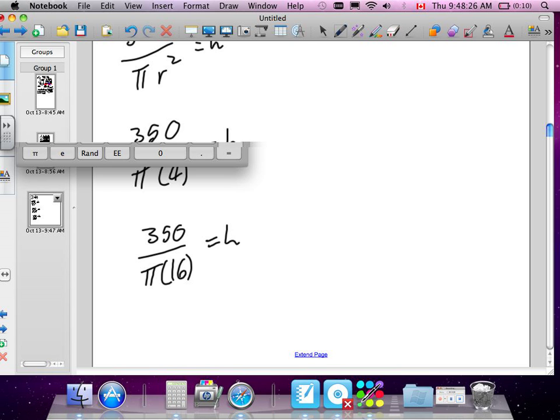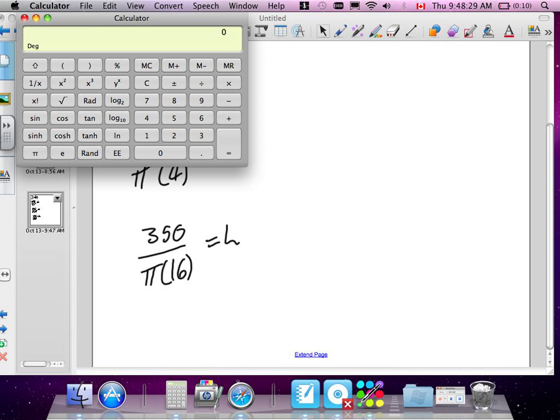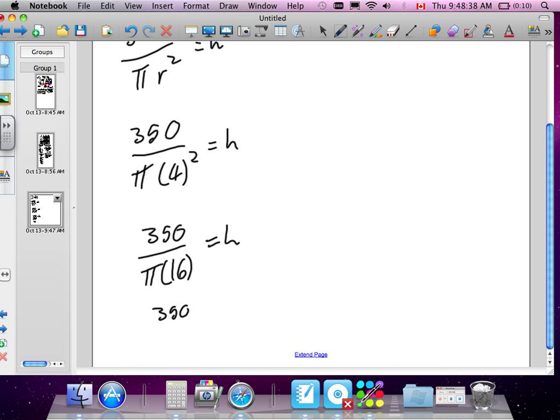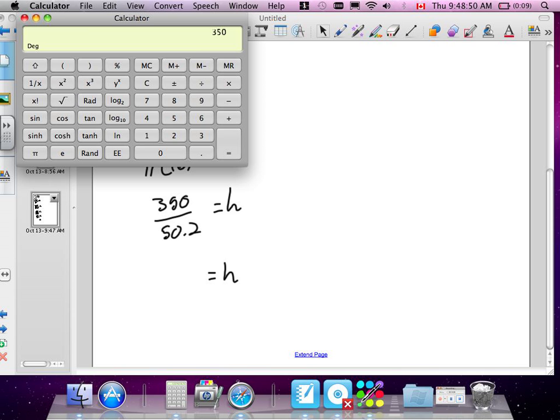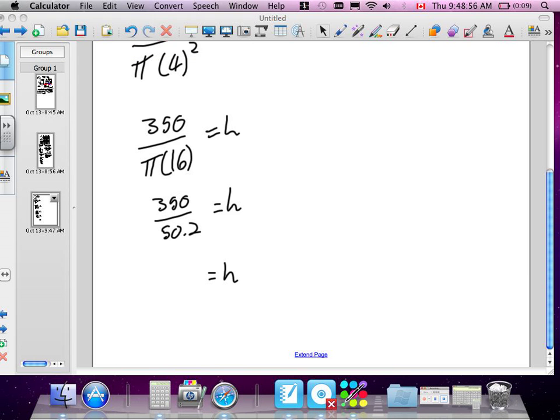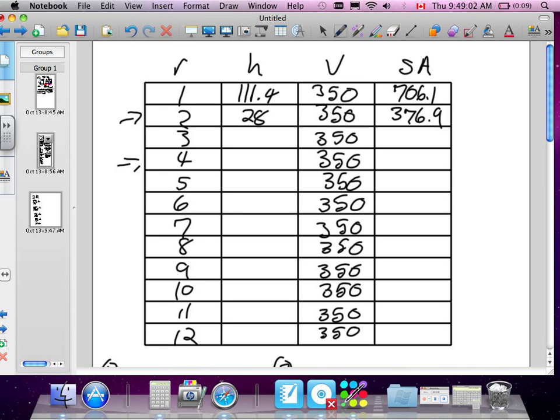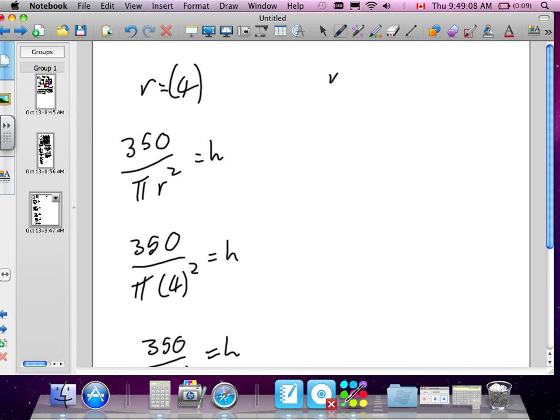So we'll do this all in one step, since you've seen me do it once or twice now. 16 times pi is equal to 50.2. Divide 350 by 50.2 equals height. Our new height is 350 divided by 50.2, 6.9. So our new height is 6.9. So we go back to our formula at 4. This is what we're trying now. We got a height of 6.9. We're going to use that information. R equals 4 and height equals 6.9.